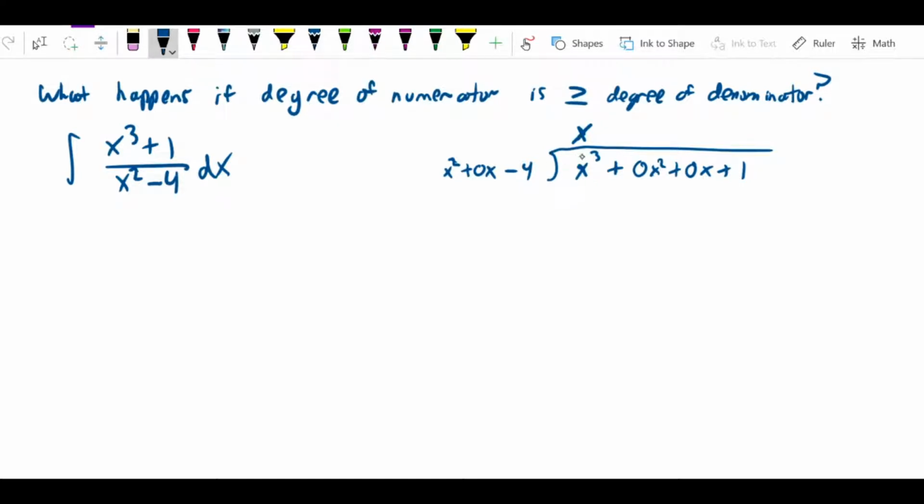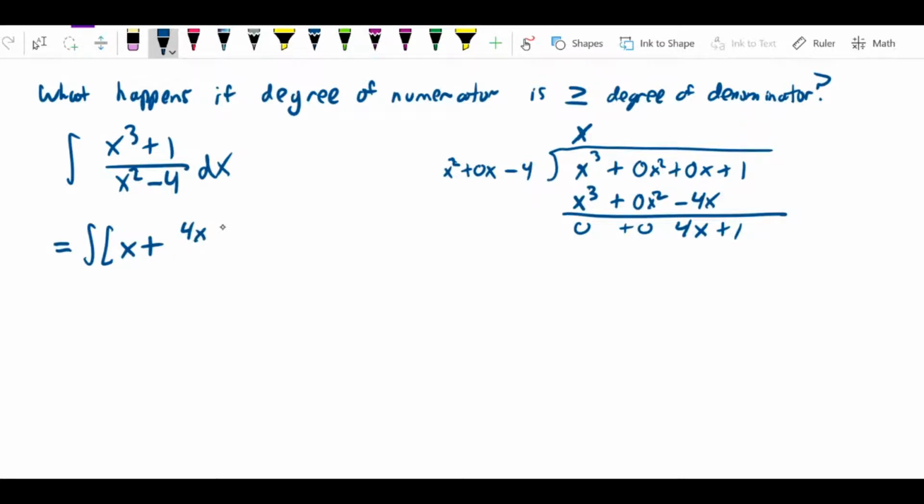So now it goes in x times. I'm going to multiply the expression out here by x, giving me x cubed plus 0x squared minus 4x, and then I subtract. So this gives me 0, 0, and then 0 minus negative 4 is 4x. 1 minus 0 is 1. So what I have here is that this is actually equal to the integral of x plus (4x plus 1) over (x squared minus 4) dx.